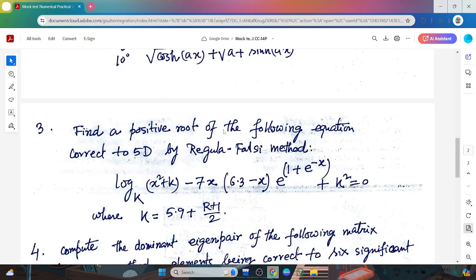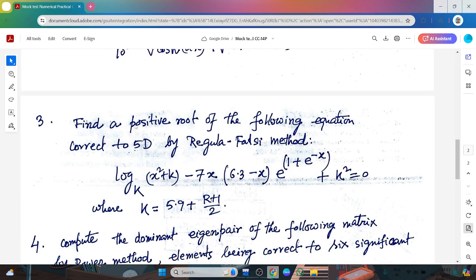Next question, question 3, find a positive root. Actually, this is the smallest positive root. Find the smallest positive root of the following equation correct to 5 decimal places by regula falsi Cauchy method. This log of x square plus k to the base k minus 7x bracket 6.3 minus x, e to the power 1 plus e to the power minus x, plus k square equal to 0, where k equal to 5.9 plus r plus 1 by 2.